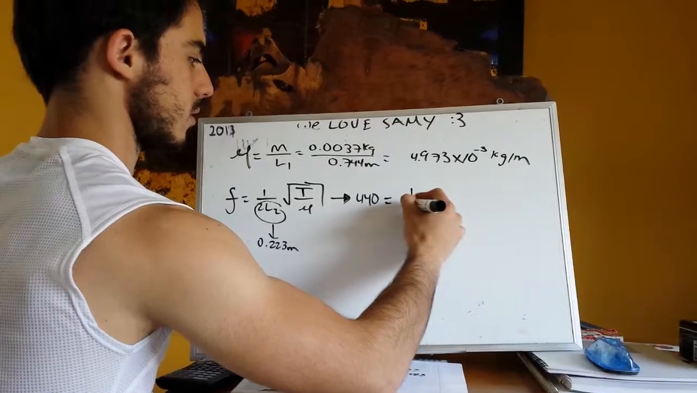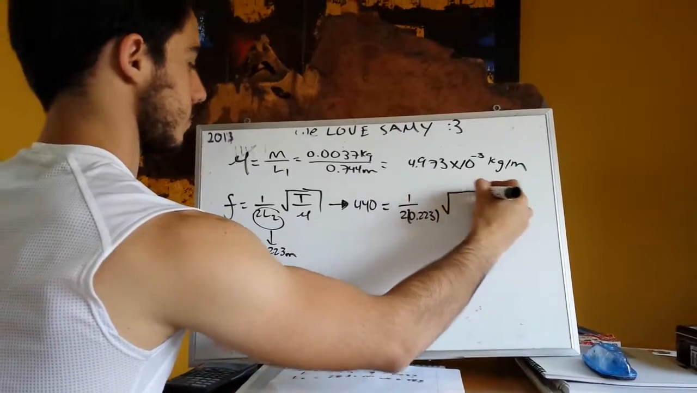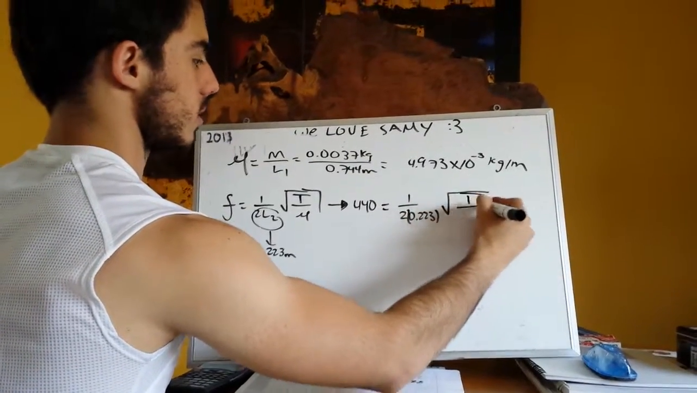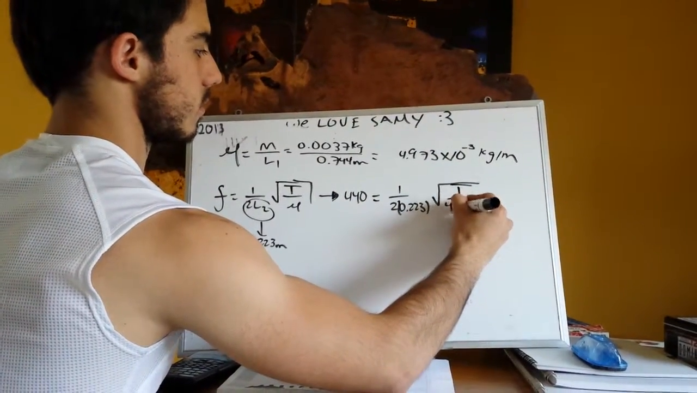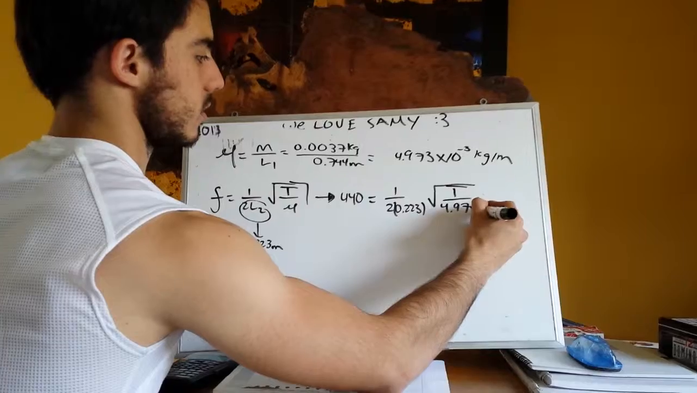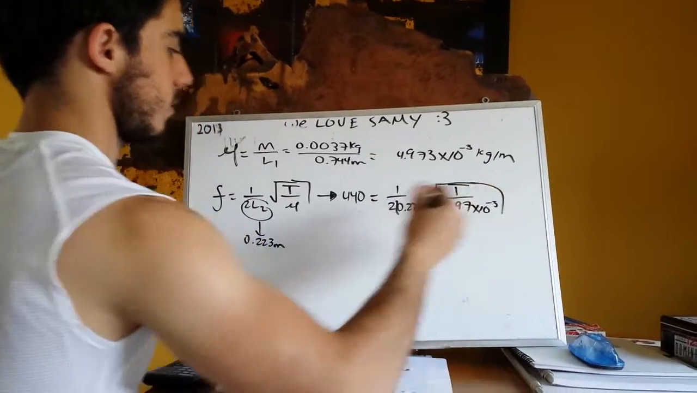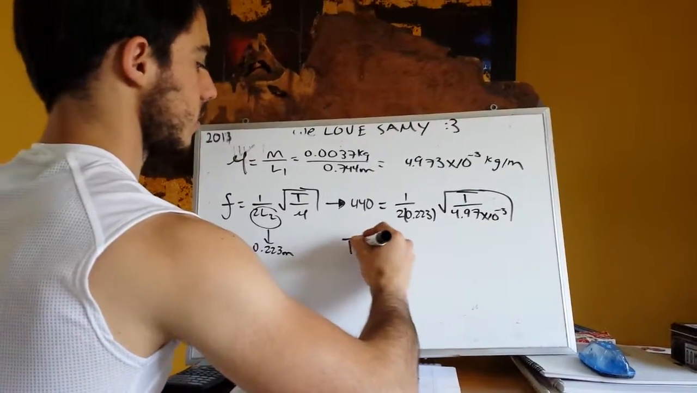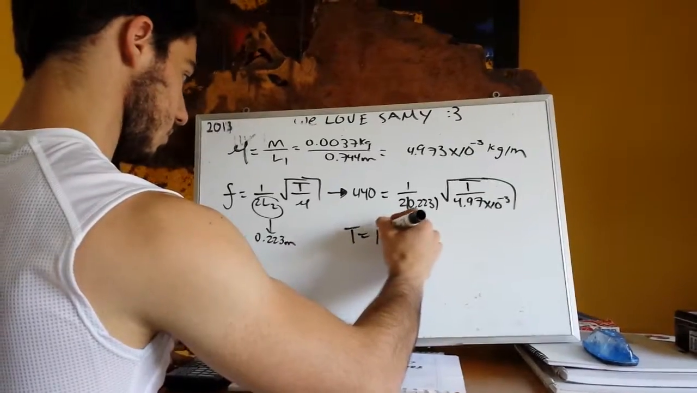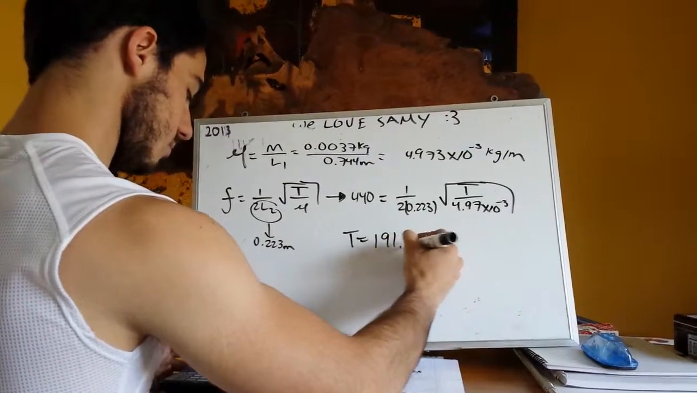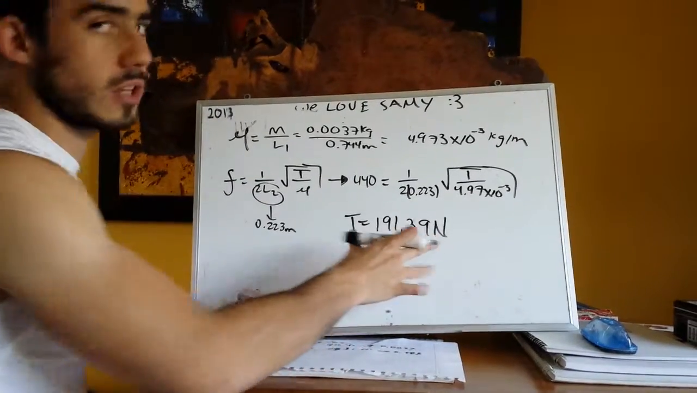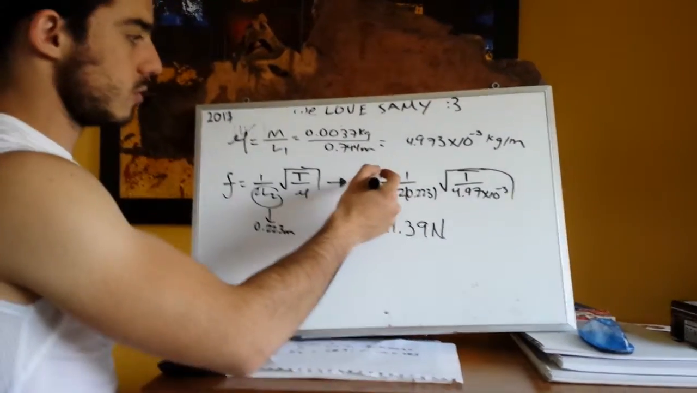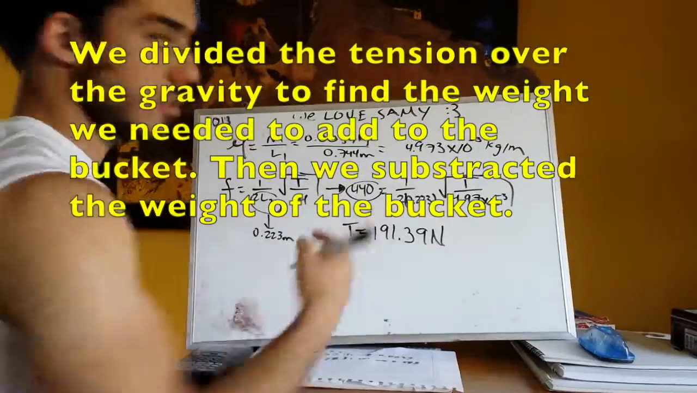0.223 times the square root of the tension that we want to get over the linear density, 4.973 times 10 to the minus 3, and the tension will be 139 newtons. This is the tension that the string has to have in order to get to this frequency.